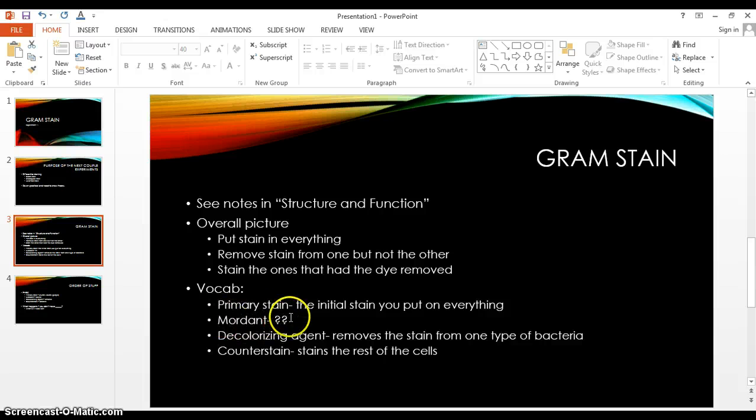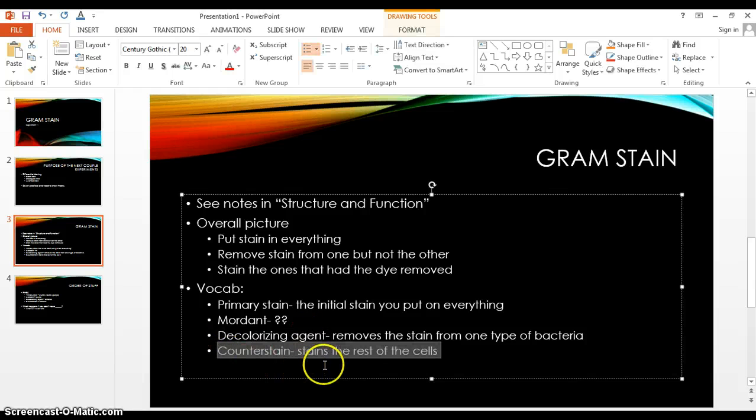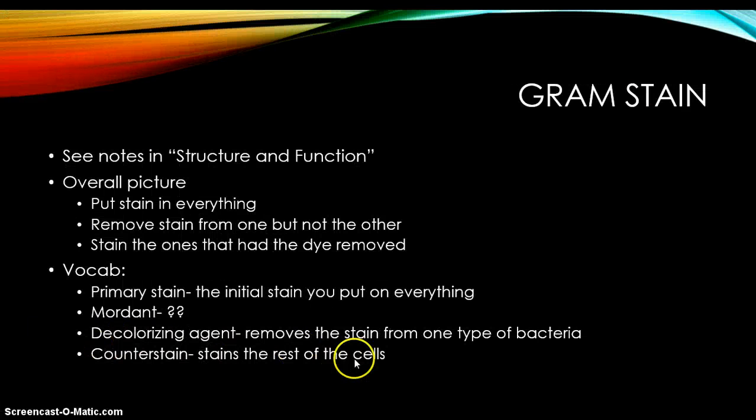That's an important skill when you're studying, to look up stuff that you don't know, ask questions, email me, do something, but don't just see stuff, say I don't know what that is, and then continue moving on. So that's what a mordant does. The next thing is your decolorizing agent. Your decolorizing agent allows you to remove the stain from one type of the cells. Then, now that one type of cell doesn't have the stain, you counterstain it, so you stain those cells that you decolorized.